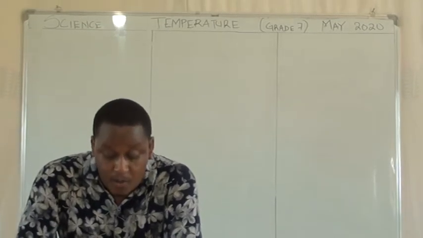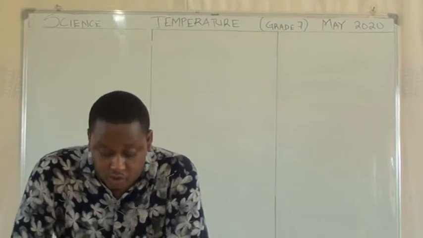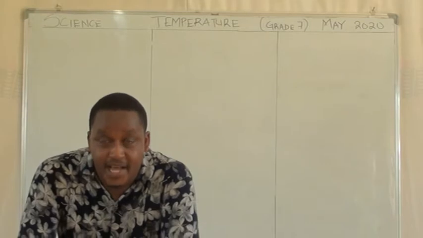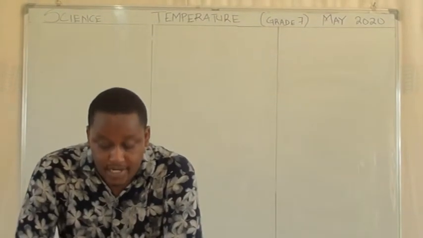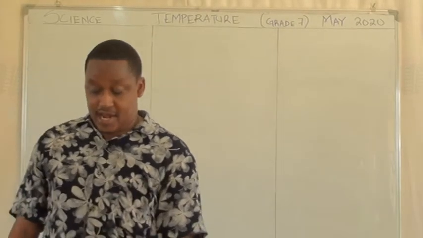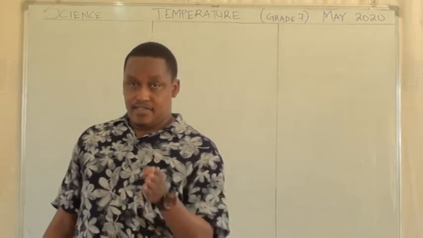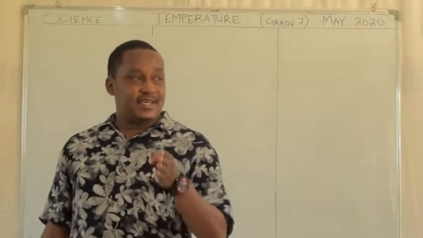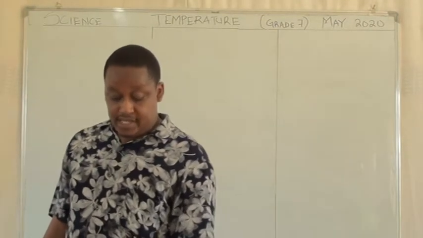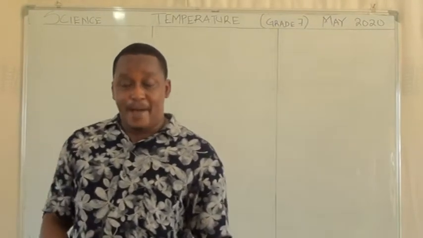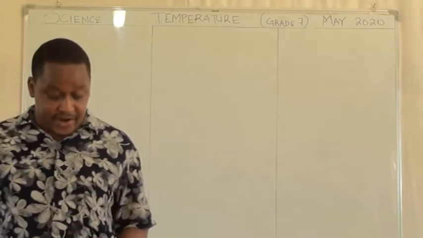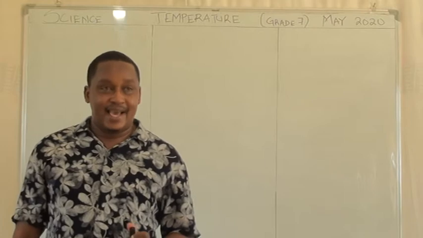So, what instrument is used to measure temperature? Temperature is measured using an instrument called a thermometer. And the units of temperature are, the common one is degrees centigrade or Celsius, or you can also use the Fahrenheit. But remember, the international system unit for measuring temperature is Kelvin.